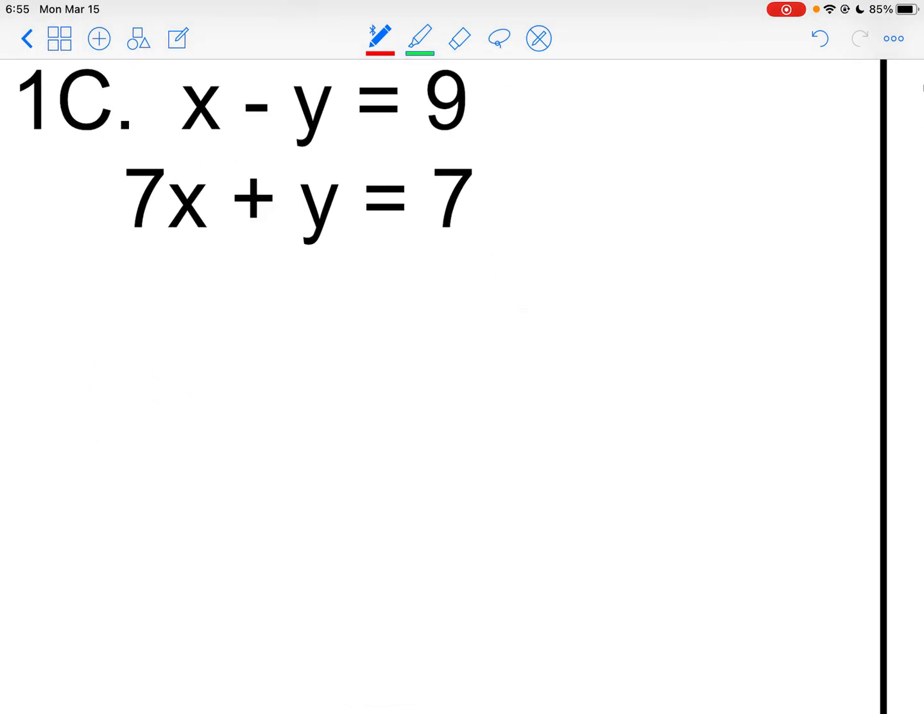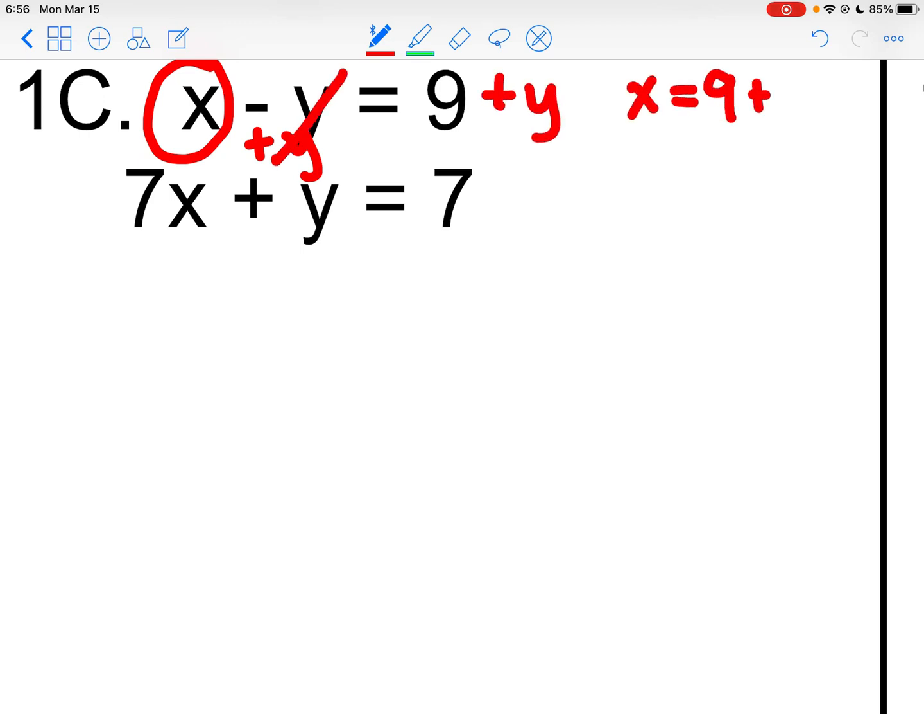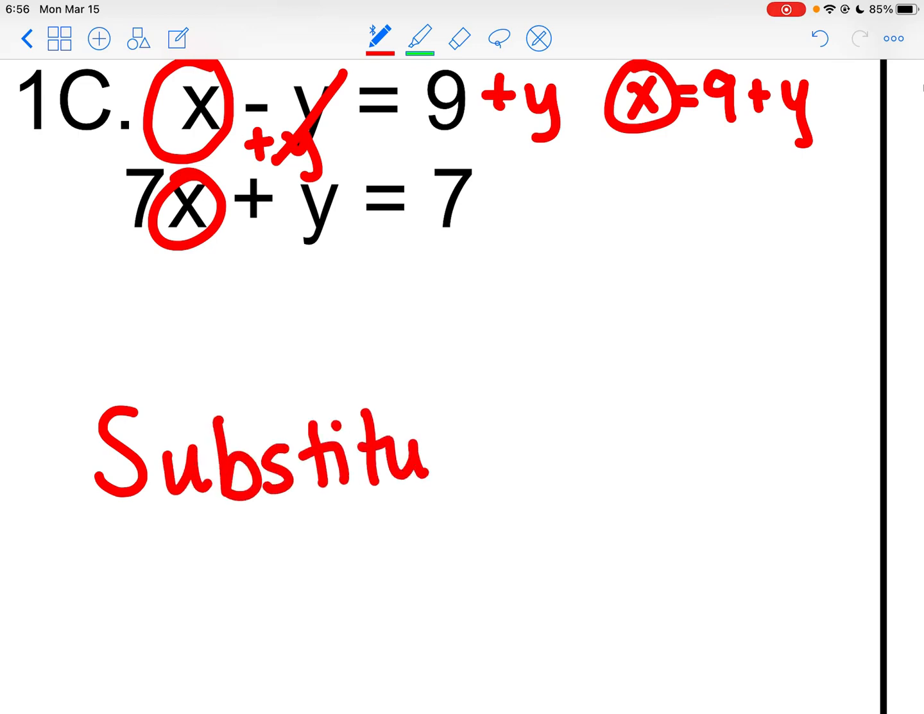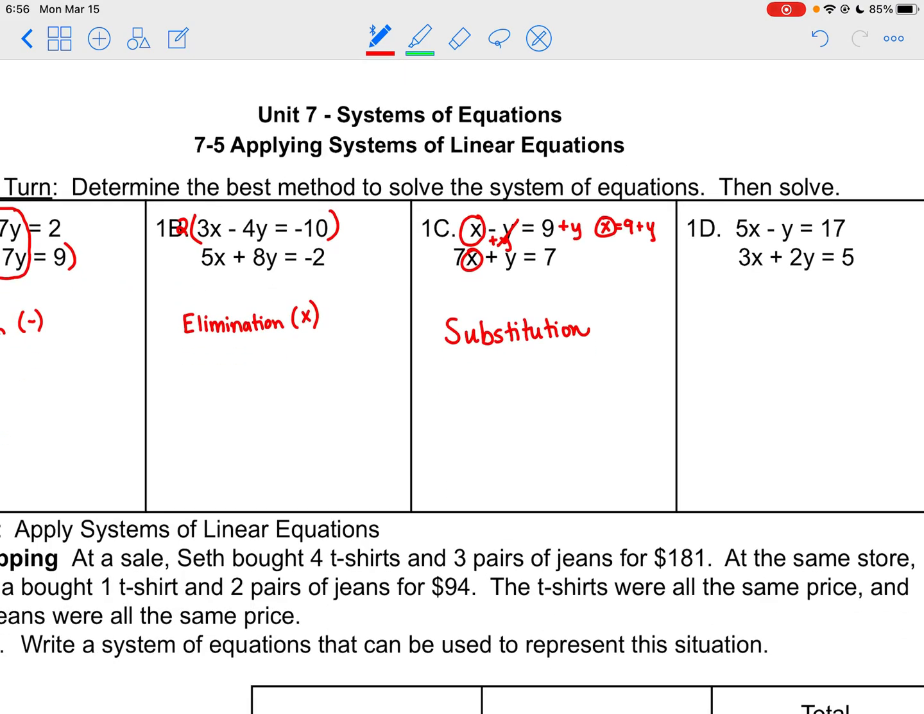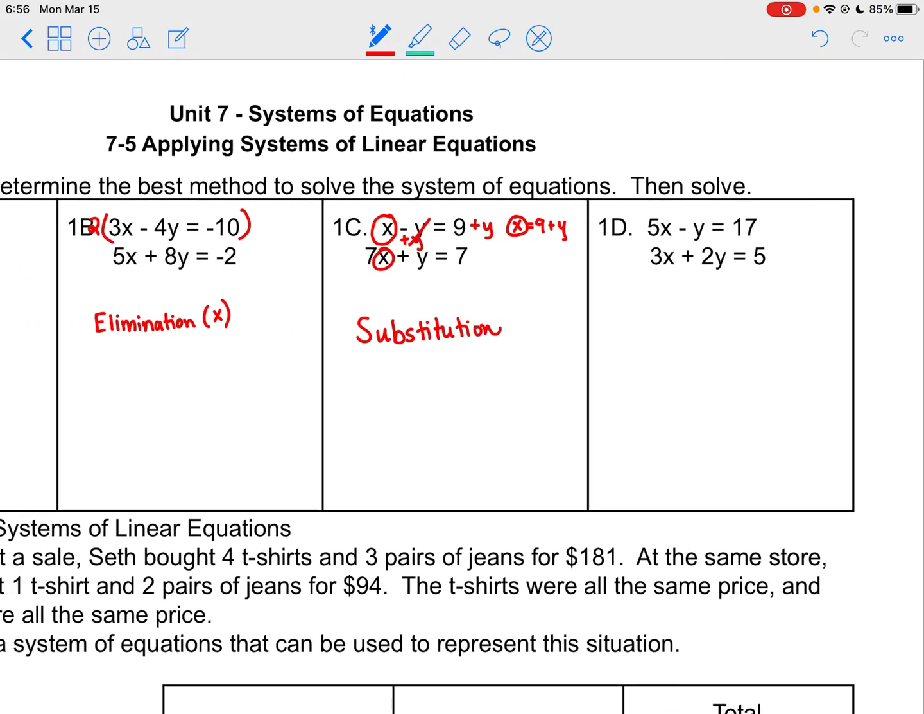All right, so looking at this next one, what I notice is that I have an x with a coefficient of 1 and a y in the second equation with a coefficient of 1. I also have this y with a coefficient of negative 1, but since I have positive options, I'm going to stick with one of those. So I would solve one of these. I would just choose one to solve for. If I choose to solve for x, I would add y to both sides. And now I have the equation x equals 9 plus y. So that's set up and ready to substitute. This is a substitution problem. Substitution would be the best method. So since there was a variable with a coefficient of 1, substitution is the best method.